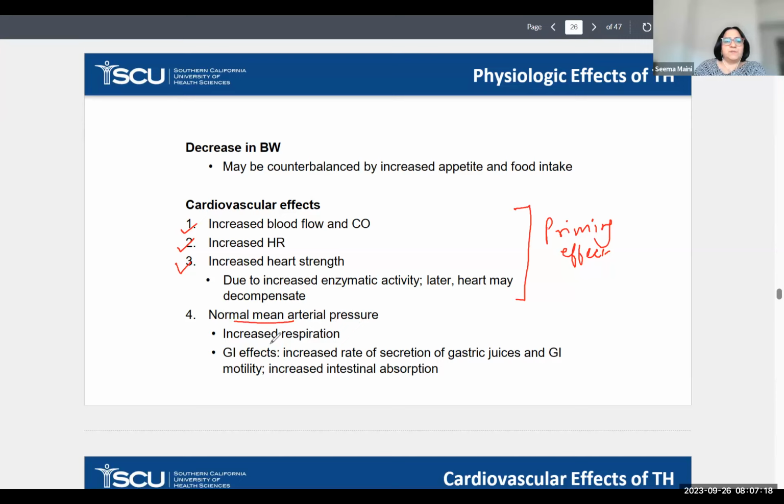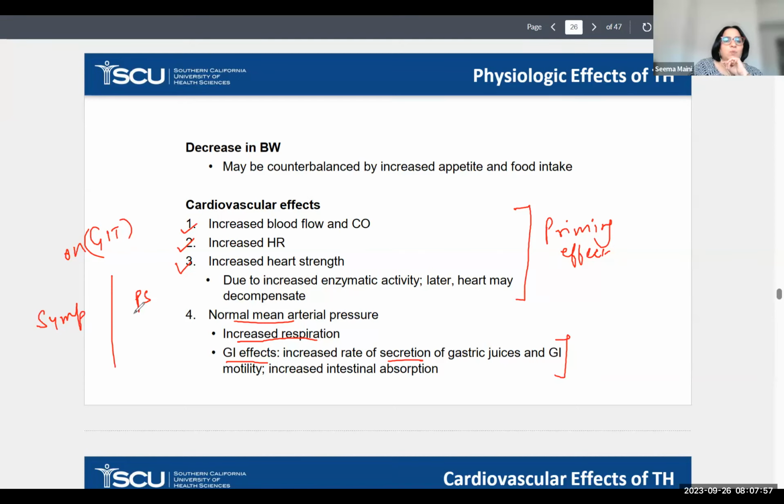It keeps the mean arterial pressure normal, increases the rate of respiration, and the gastrointestinal effect is increased rate of secretion. That is a primary effect of thyroid hormone. That is not the priming effect. Why am I saying that? Because what is the effect of sympathetic versus parasympathetic on the gastrointestinal tract? I think you've read autonomic nervous system in one of your courses, right?